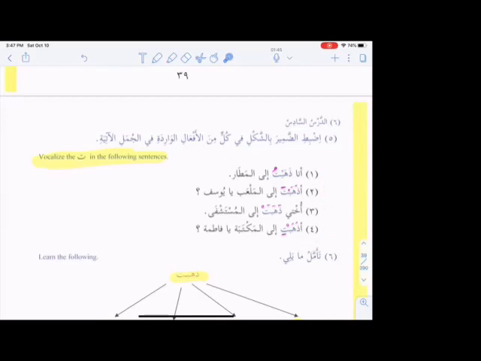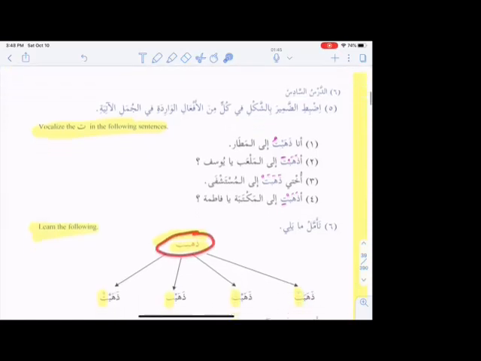Look at it, my brothers and sisters. Look at it. No vowel signs. Just plain zahaba. No, I should not put vowel sign. So if you say ana, then it will be zahabtu.